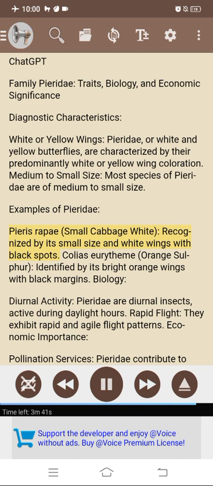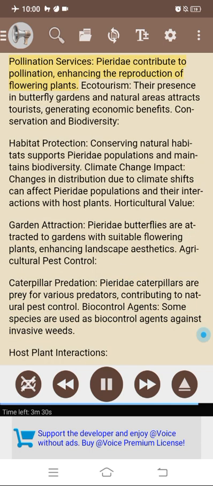Pieris rapae, small cabbage white, recognized by its small size and white wings with black spots. Colias eurytheme, orange sulfur, identified by its bright orange wings with black margins. Biology. Diurnal activity. Pieridae are diurnal insects, active during daylight hours. Rapid flight. They exhibit rapid and agile flight patterns. Economic importance. Pollination services. Pieridae contribute to pollination, enhancing the reproduction of flowering plants.